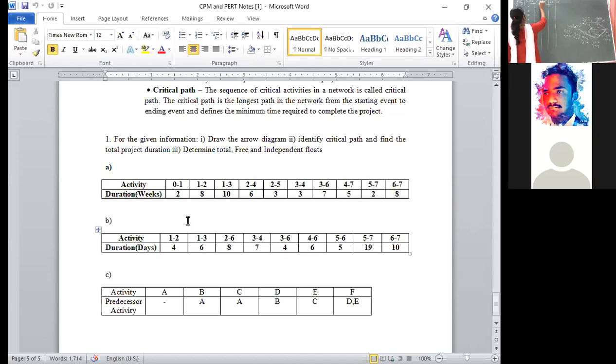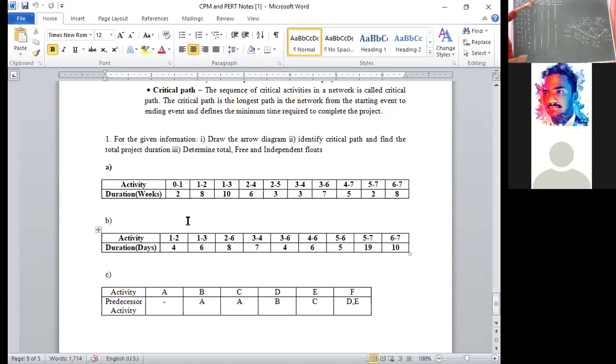In some textbooks, they write this entirely as earliest start time, earliest finish time, latest start time, latest finish time. Your wish. If you want to write the entire thing, you can write it. Okay. Listen carefully. Already you have drawn the arrow diagram. You have calculated the forward pass and backward pass. Simply go through the network diagram.